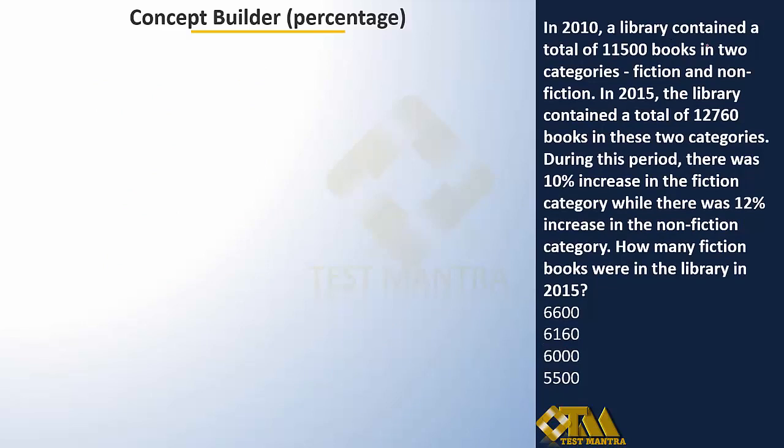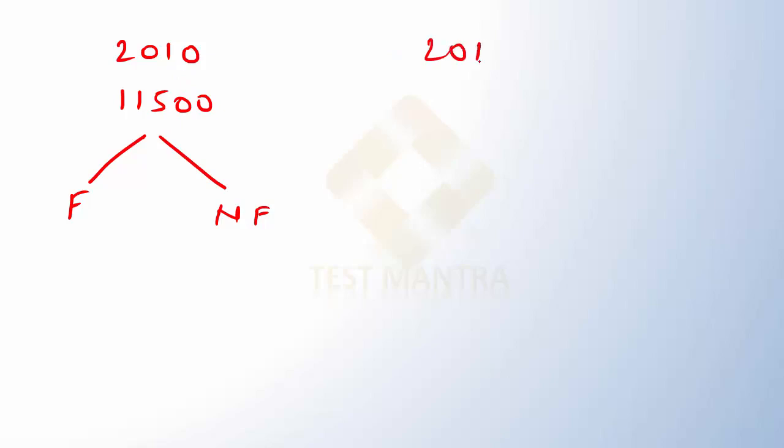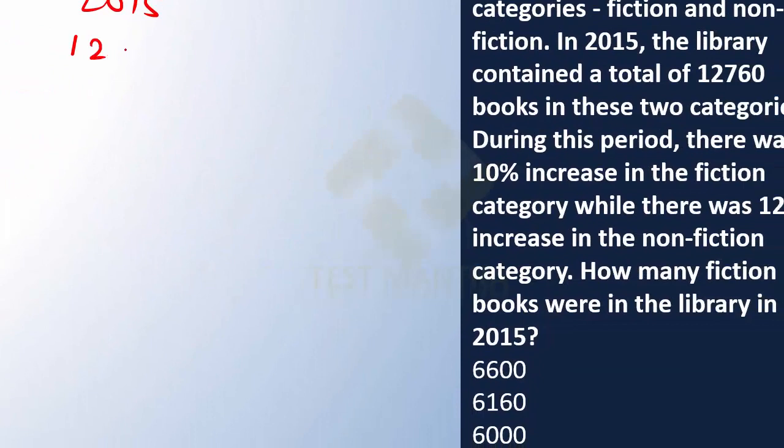In 2010, a library contained a total of 11500 books of two categories. One is fiction and the other is non-fiction. And in 2015 it is 12760. During this period there was a 10% increase in the fiction category and a 12% increase in the non-fiction category.